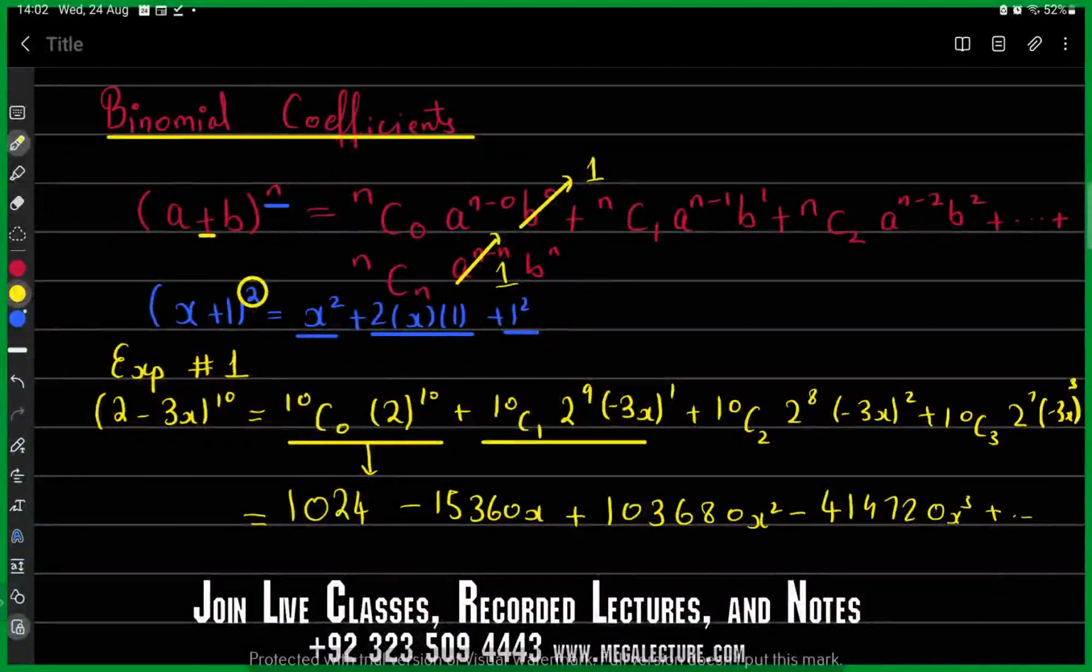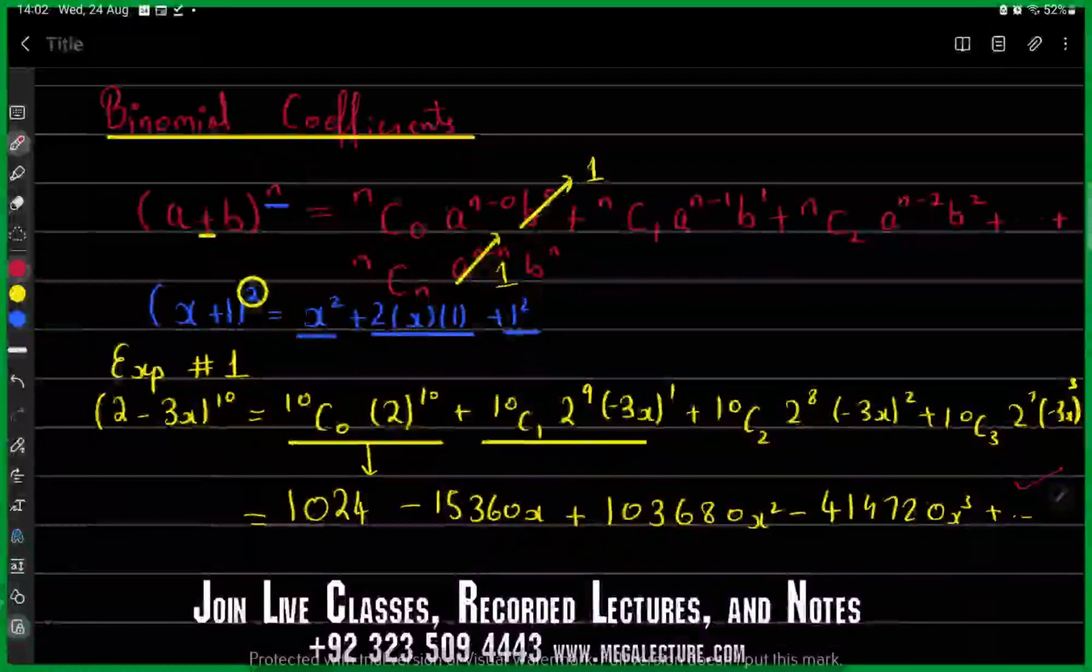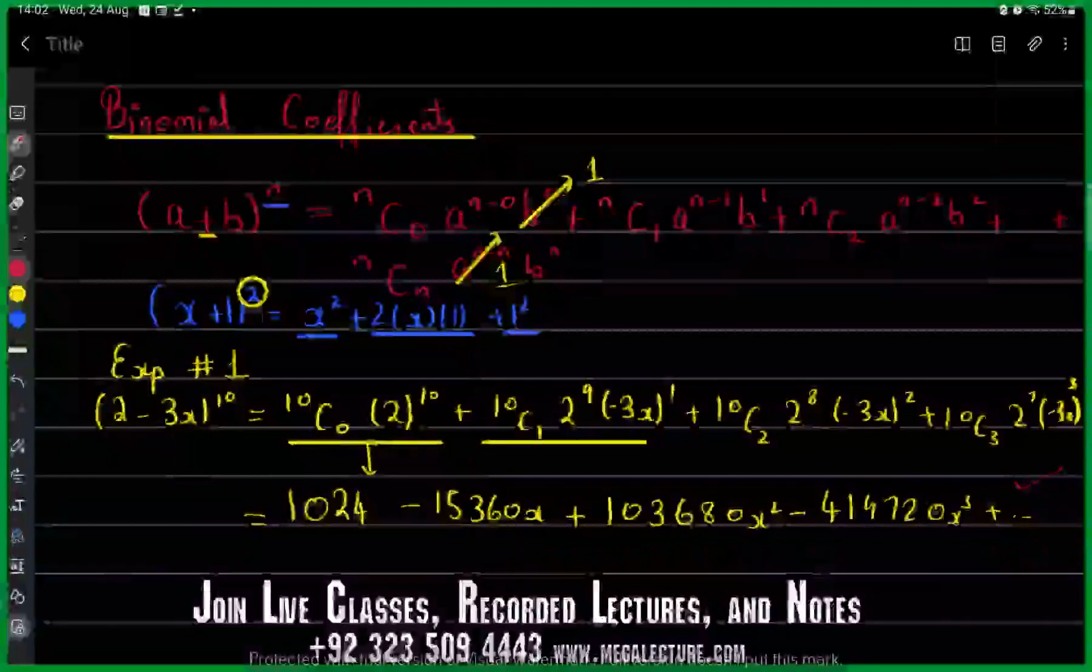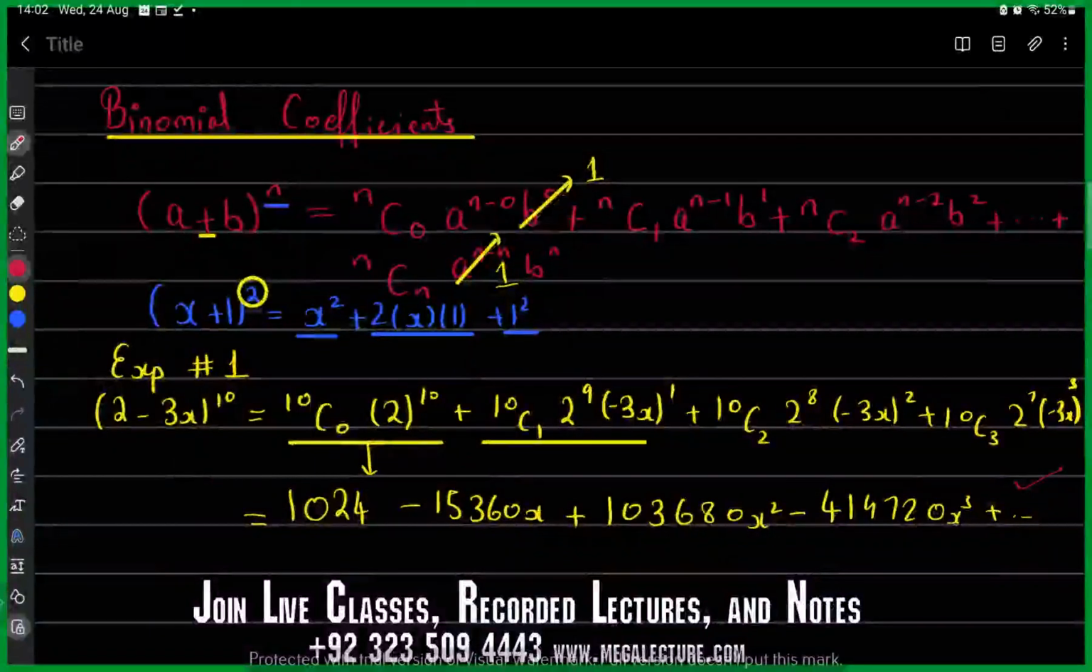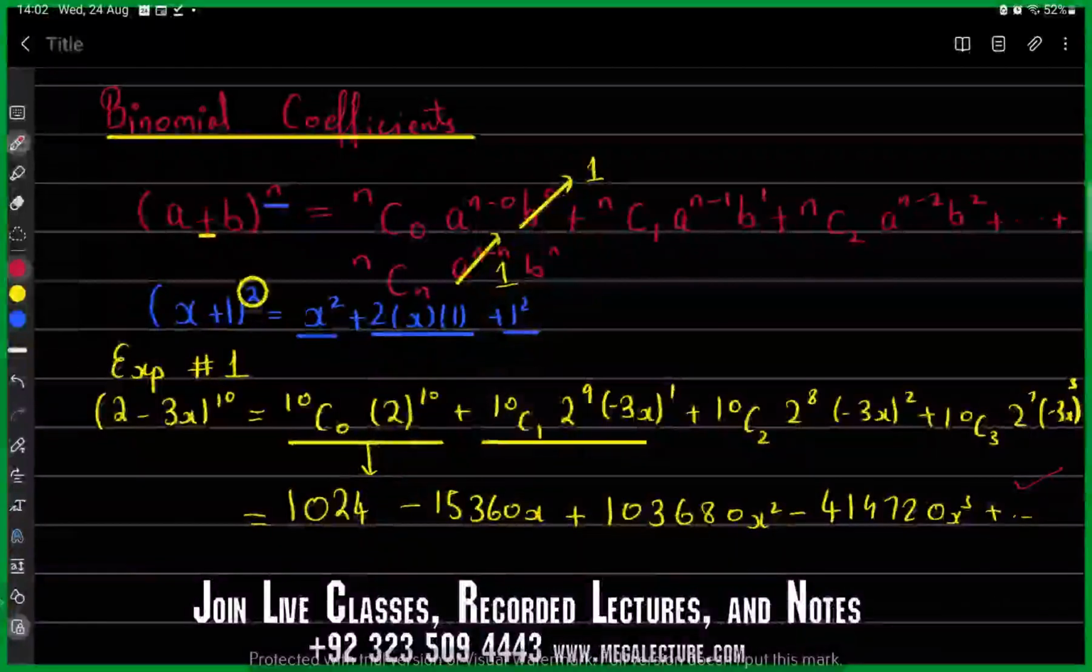I only wrote 4 terms in the expansion here because the statement was to find the first 4 terms in the expansion of (2 - 3x) to the power 10. So you obviously have n plus 1. Yes, very good, n plus 1. If n is your power, n could be 1, 2, 3, 4, 5, 6, 7, any number. If n is your power, you are going to have n plus 1 terms in the expansion.